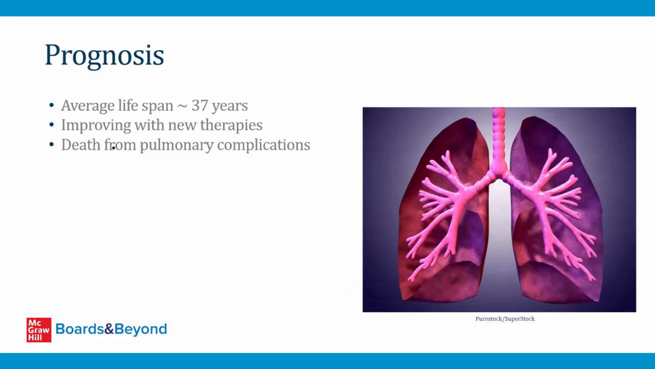In terms of prognosis, the average lifespan is reported as 37 years, but probably this is a low number. That's because those newer therapies, like the CFTR targeted therapies I talked about a few slides ago, have significantly improved survival. But nevertheless, for a long time, death was common in patients with cystic fibrosis before they reached about 40 years of age, and that was usually because of pulmonary complications. The recurrent lung infections would eventually lead to obstructive lung disease that became severe, and bronchiectasis, and if the patient couldn't get a lung transplant, they would die from pulmonary disease related to cystic fibrosis.